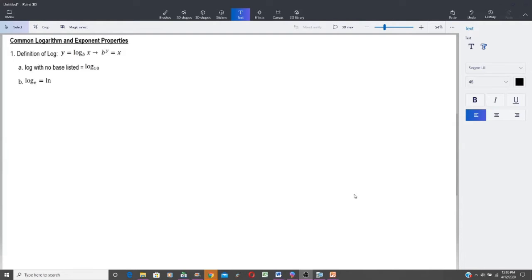Welcome to section 5.2. I know we may have skipped over a few other sections, but in the grand scheme of things, we can certainly afford to, given where we're at this semester. Let's talk about logarithmic functions. That's what 5.2 is about, logarithmic functions and properties of logarithms.